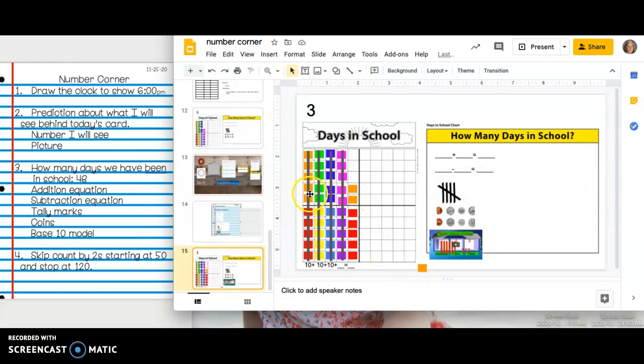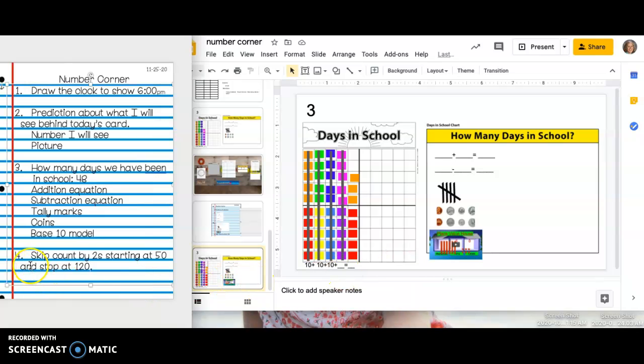Alrighty, friends, yesterday we were in school for 47 days. Now we have been in school for 48. So with the 48, what I want you to do is write an addition equation that equals 48, a subtraction equation that equals 48, tally marks to show 48, coins that have a value of 48 cents, and the base 10 blocks to show 48, so our 10 sticks and our 1 circles. Press pause if you need more time to represent 48 in these 5 ways.